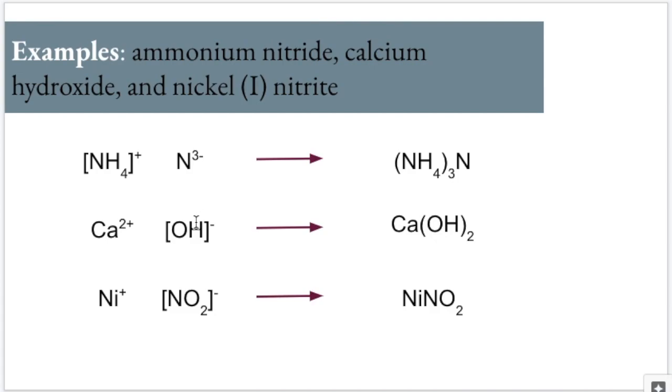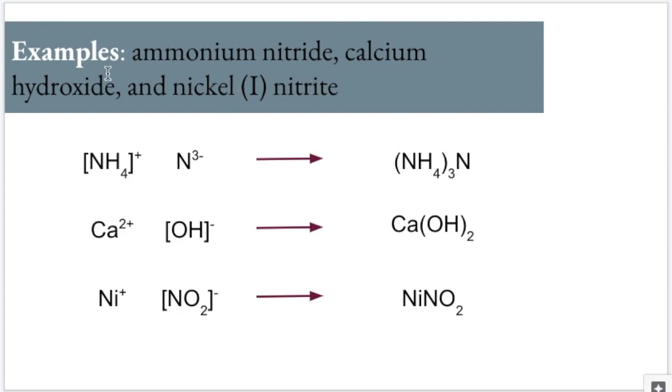So I wrote those out. When I go to crisscross, I'm going to have 1 calcium and 2 hydroxide compounds. Here I dropped the 1. I made sure to put in the parentheses so that I would note that I have 2 of the hydroxide compounds.